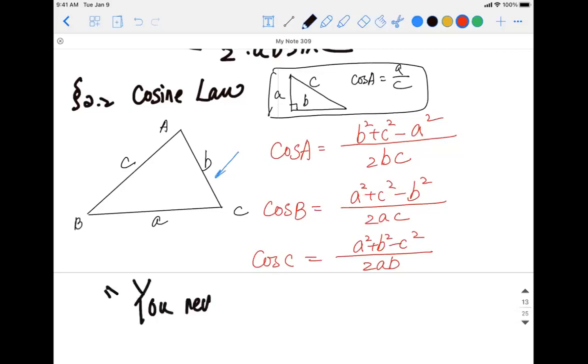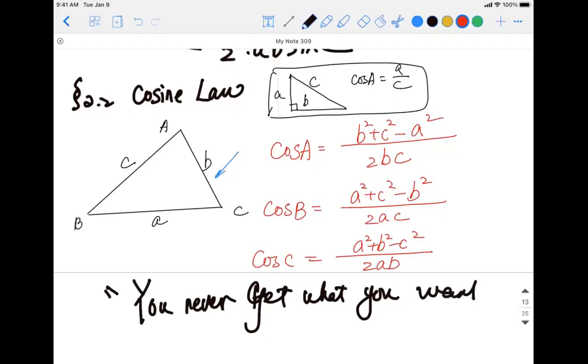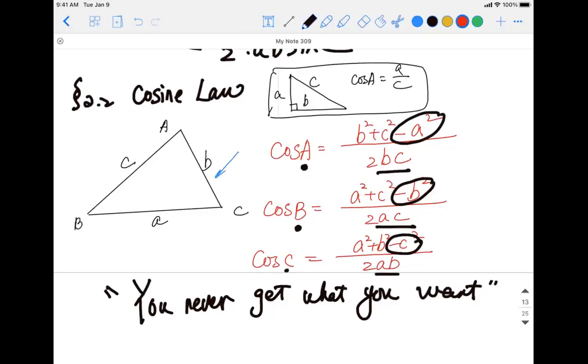You never get what you want. So this is the way I remember the cosine law. I'll show you why. Let's say you are dealing with cosine A. In the numerator, you're going to have B squared plus C squared, and then minus A squared. You want to determine A, you have to minus A squared. And as long as you go to the denominator, there's no A. If you want to determine the value for cosine B, you have to subtract B squared, and in the denominator, there's no B. If you want to determine cosine C, you have to subtract C squared, and in the denominator, there's no C. You see, this is something very interesting, right?